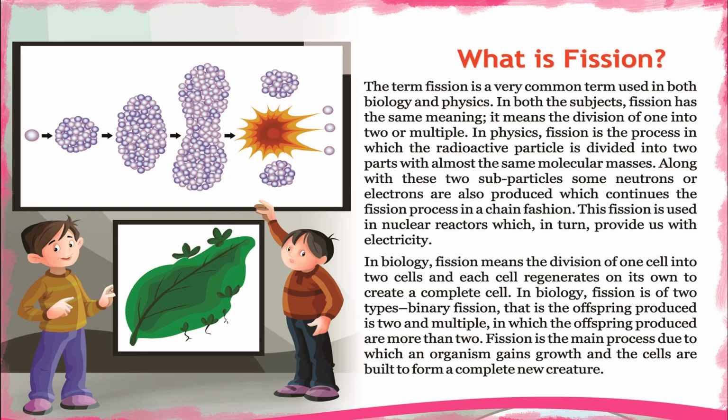In biology, fission means the division of one cell into 2 cells, and each cell regenerates on its own to create a complete cell. In biology, fission is of 2 types: binary fission, in which the offspring produced are 2, and multiple fission, in which the offspring produced are more than 2. Fission is the process due to which an organism gains growth, and the cells are built to form a complete new creature.